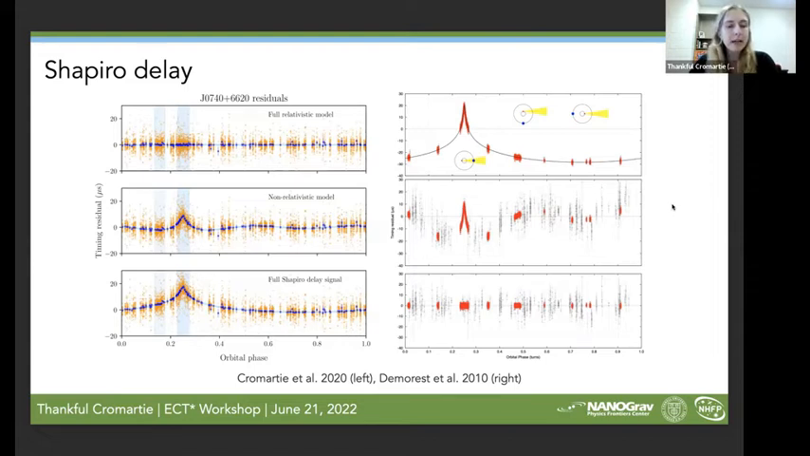And not necessarily just NANOGrav in terms of pulsar timing arrays, but I'm coming at this from the perspective of NANOGrav. So 0740 is another more recent example. I talked about these results last year. They were published a couple of years ago. In the initial results, we found a very massive, greater than 2 solar mass neutron star that has also been timed as part of NANOGrav. This is showing the full Shapiro delay signal on the bottom panel.